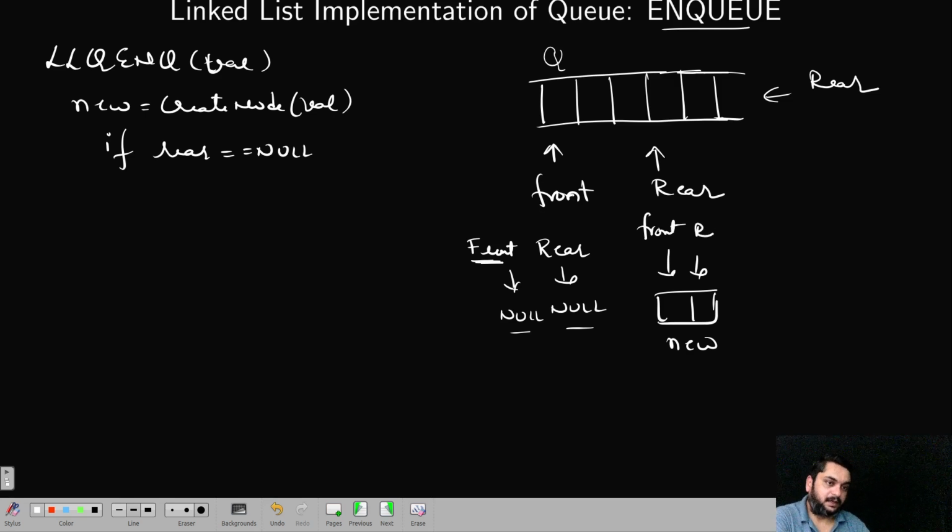So front and rear both should point to the first new node. If this is true, what should I do here? My rear pointer equals new. So new and rear will both be pointing to the same thing. Front is also equal to new.